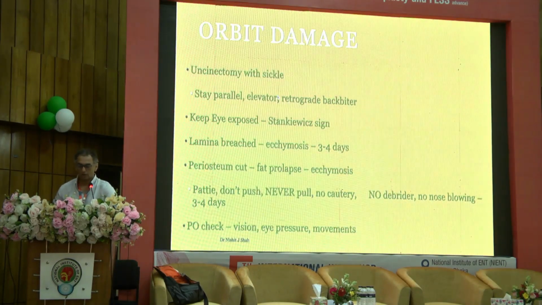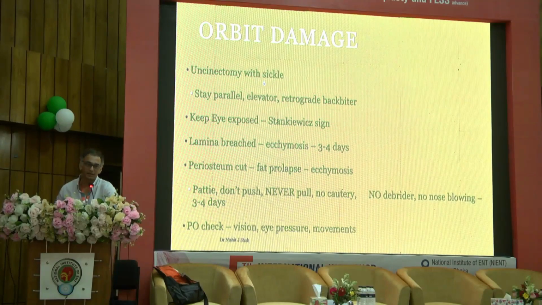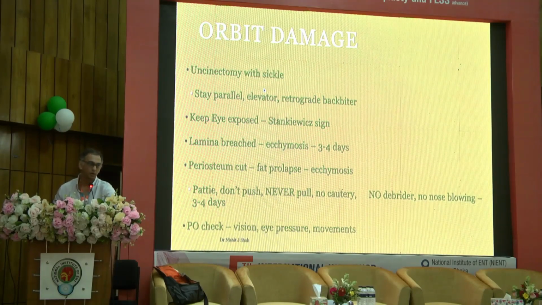How do you damage or cause orbital issues? Uncinectomy in the past we used to do with a sickle knife, and sometimes with a very narrow infundibulum, you went through the uncinate, through the infundibulum, through the periosteum, and you got fat in your field. But that was anterior, and in the anterior aspect, it doesn't matter really too much if you expose fat. The only problem is it comes in your way.